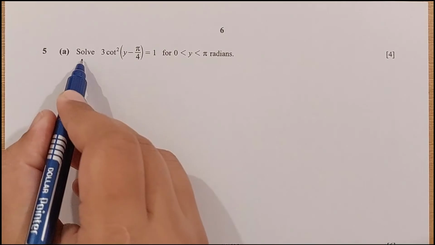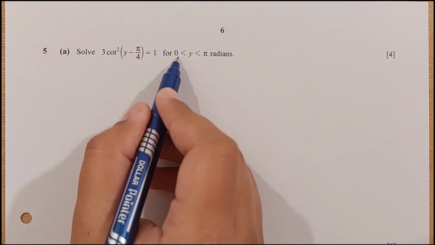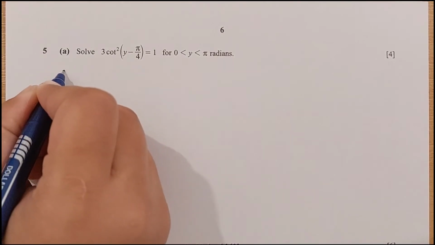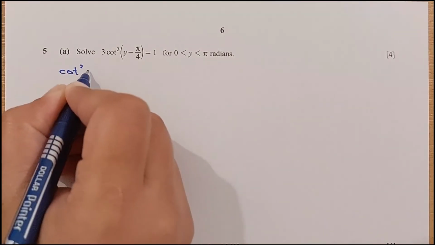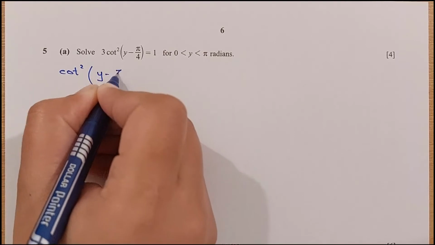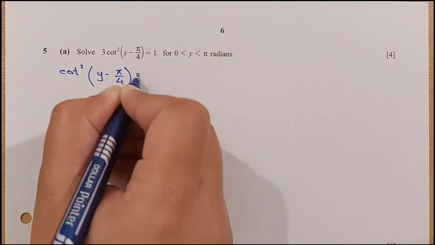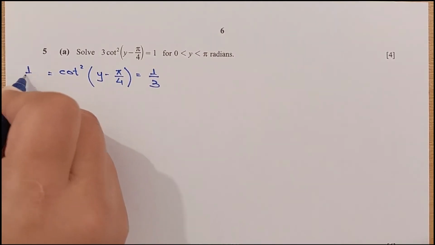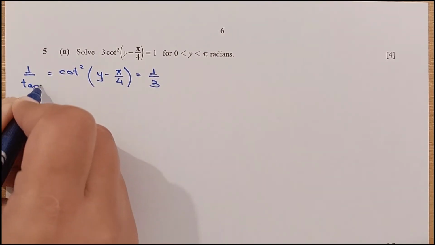Question number 5, part A. We have to solve this equation for y between 0 and pi radians. So we can say we have cot square of y minus pi by 4 equals 1 by 3. And cot is basically 1 by tan, right?